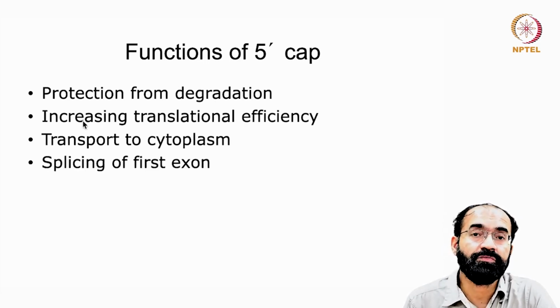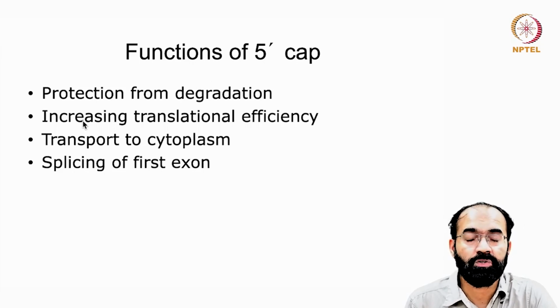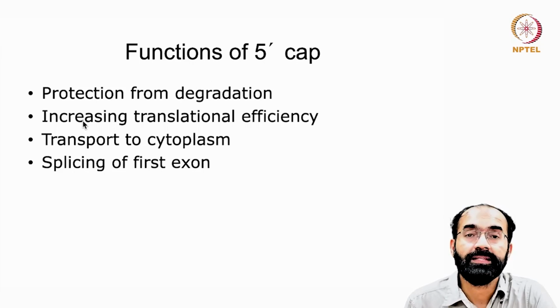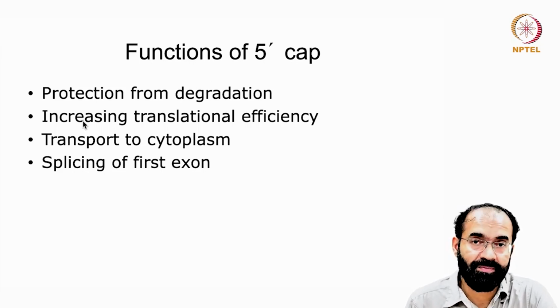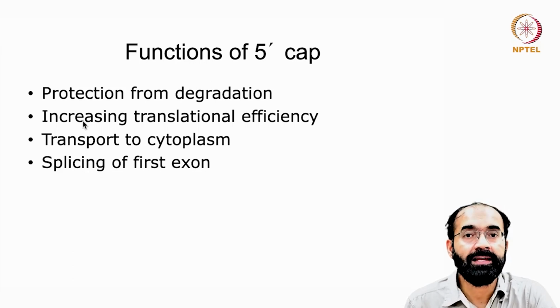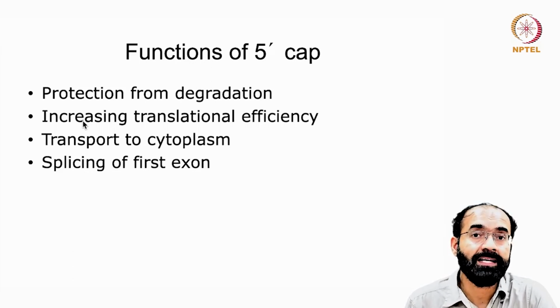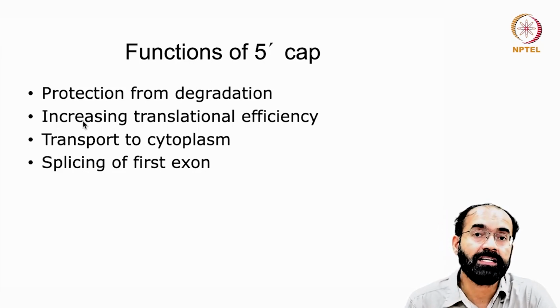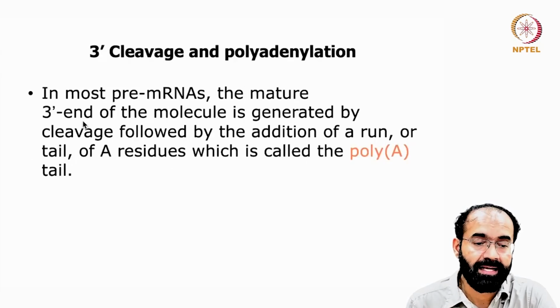And splicing of the first exon, that means exon 1 has to fuse into exon 2, that means removal of the intron has to take place effectively. And if the first exon is lacking, because the first exon is part of this extreme beginning, that is the 5' end of an RNA will definitely have the cap and also the first exon. So this first exon's participation in splicing is assured by the presence of this cap.